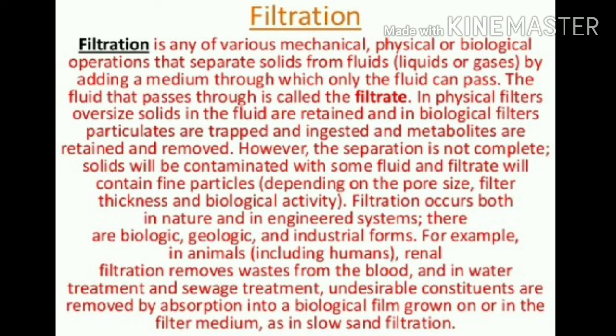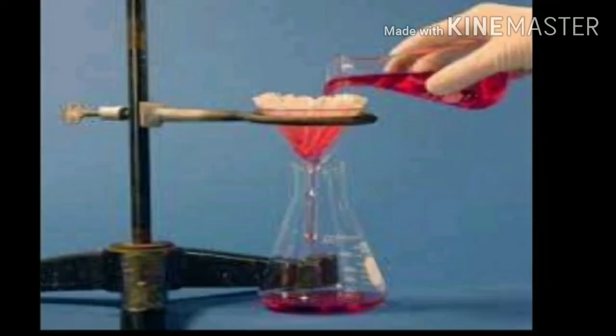So just see here the diagram of the filtration. This is a stand, this is the conical flask and a funnel. Here in the funnel, we are using the filter paper. We have to make the cone of the filter paper and keep it in the funnel, and this funnel is tied with the help of this iron stand. And now very slowly we need to put the water.